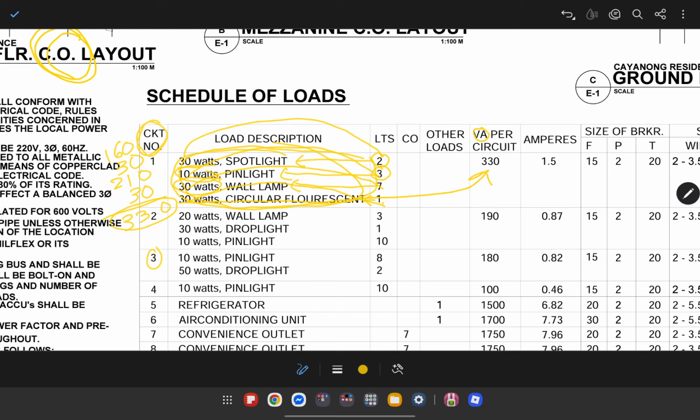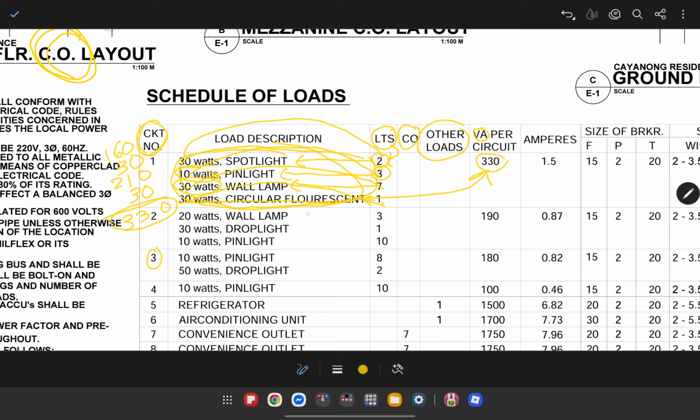VA means voltage times amperes per circuit. So it means that circuit number 1 has 330 watts worth of lighting. This column, by the way, indicates if the specific number belongs to lighting, or is it for convenience outlet, or for other loads.